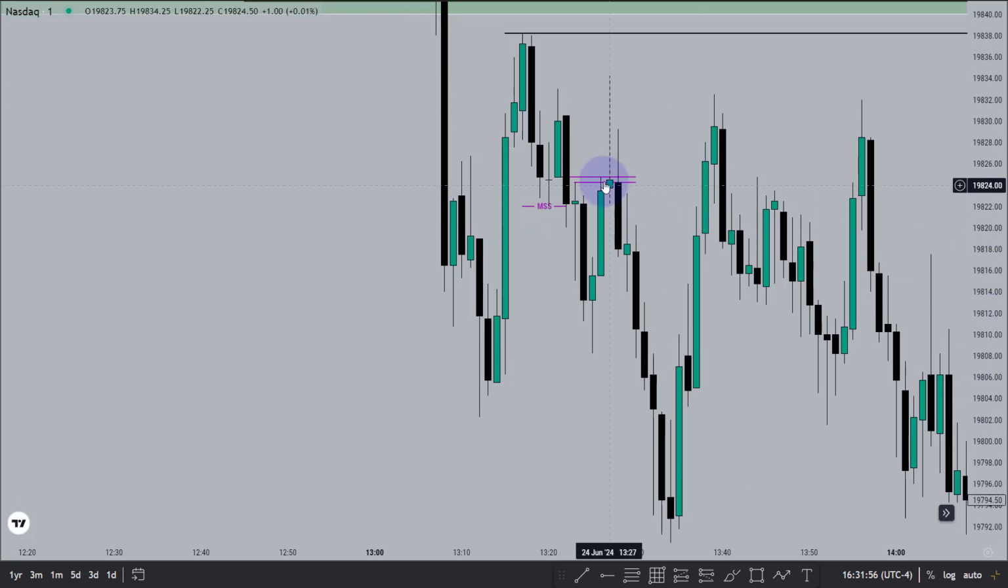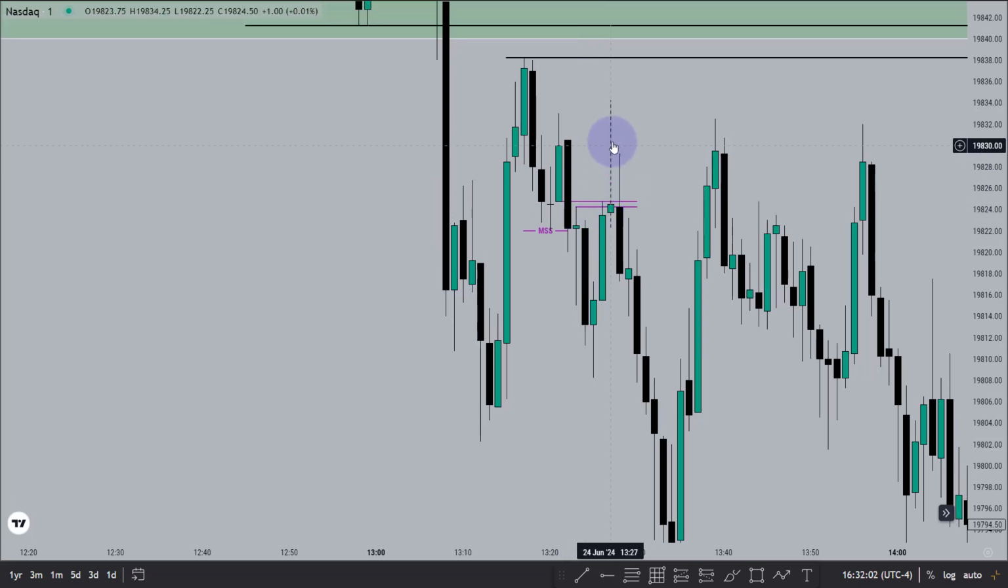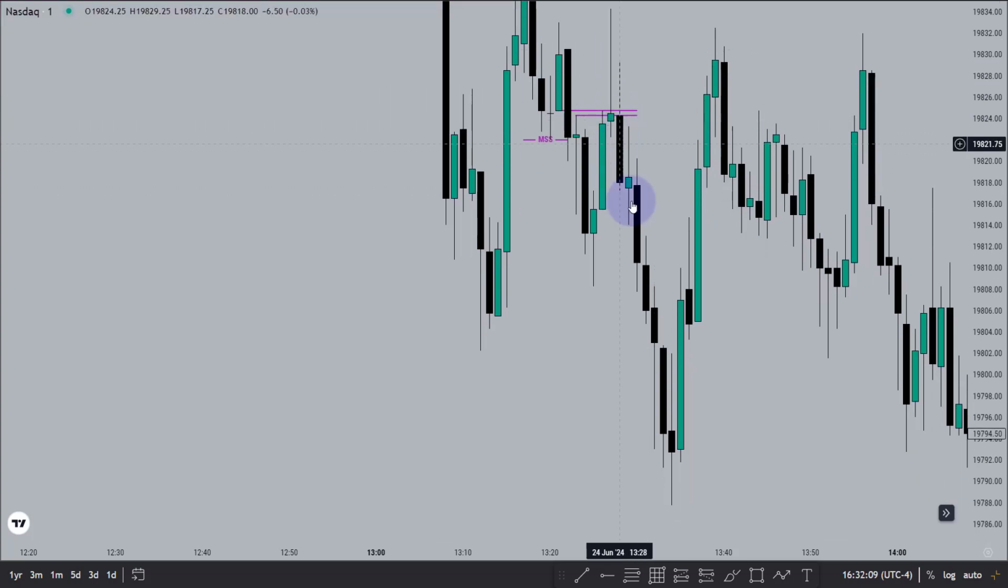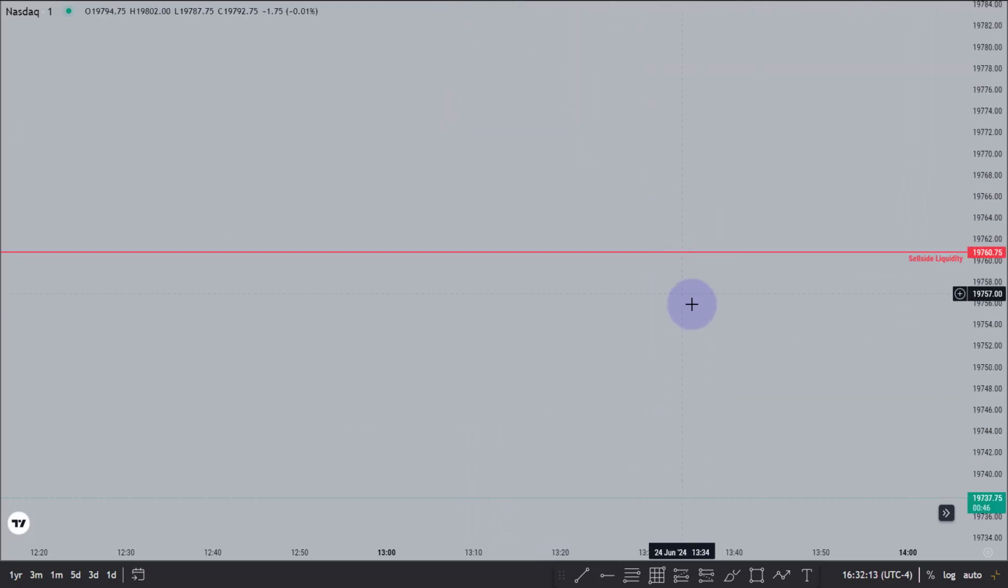And look at the bodies. Look over here where the body closed inside this fair value gap. Yeah, the wick went too far. I really didn't expect that one, but it went too far. But it tapped to this fair value gap, boom, the market went lower. And yeah, it didn't take this sell side liquidity.